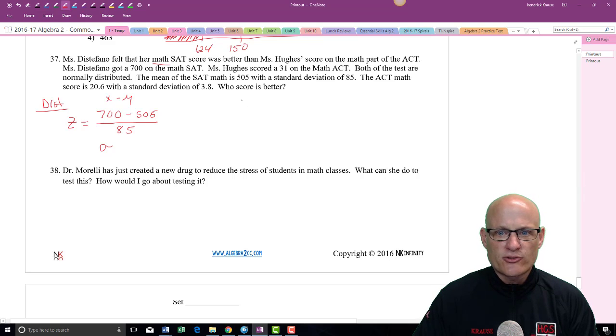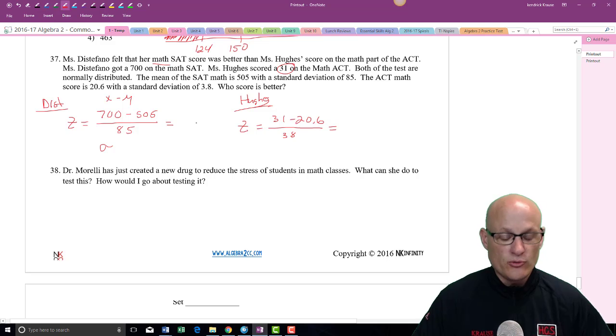And then we're going to come over here to Hughes, baby Huey. And we're going to do a z-score here of, what'd she get? I know she got a 31. There it is. Couldn't find it. She got a 31 minus 20.6 all over 3.8. So we're going to compare what their two z-scores are.